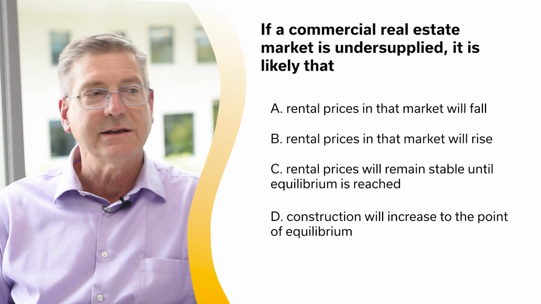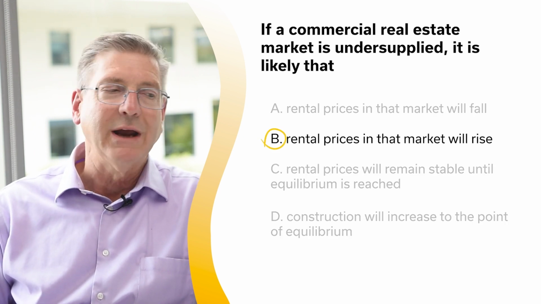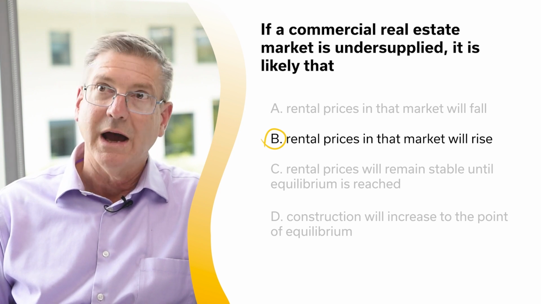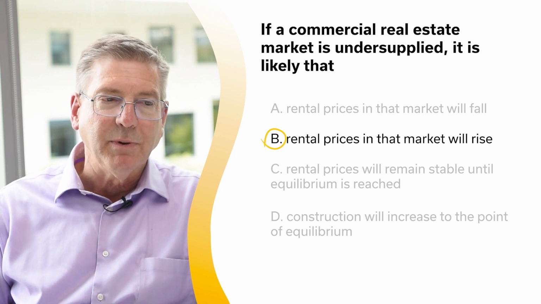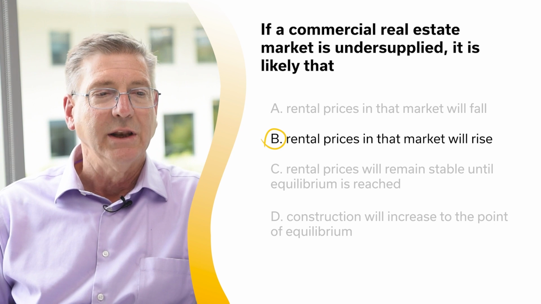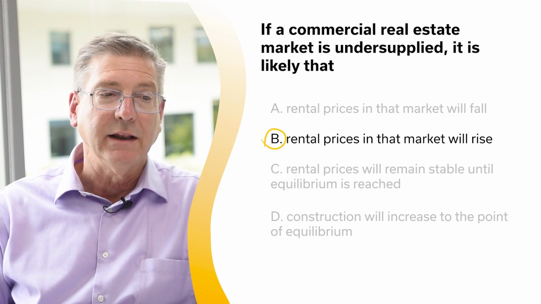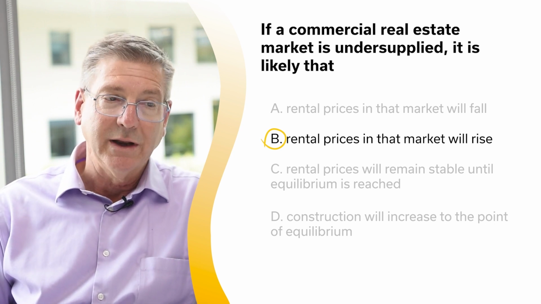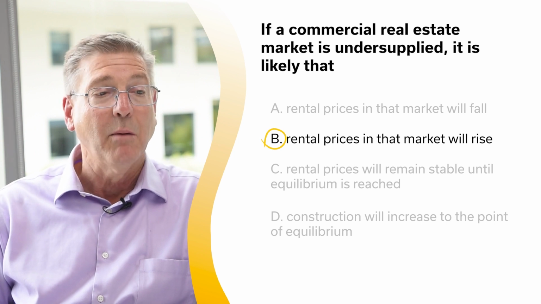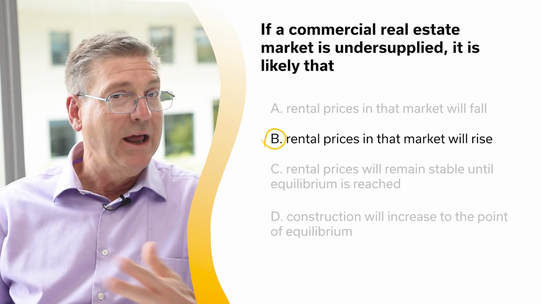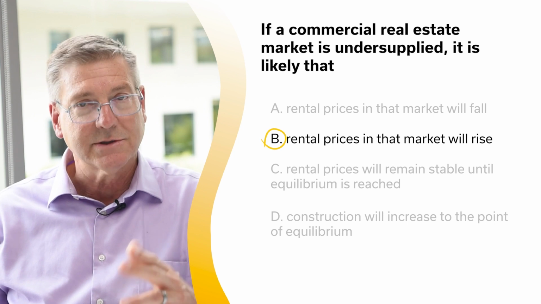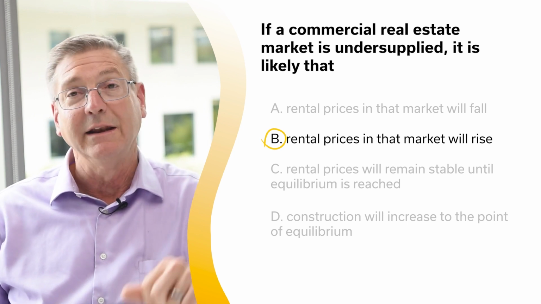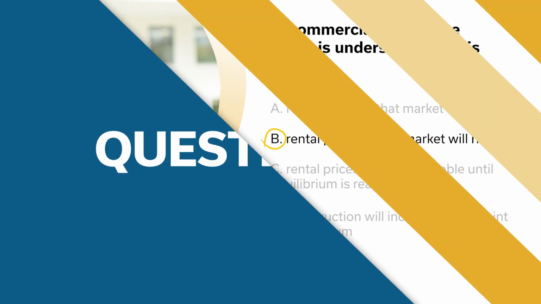The correct answer is B, rental prices in that market will rise. An undersupply of commercial properties in relation to demand will most likely increase prices, as renters have fewer choices and less bargaining power. Supply and demand always works. If there's a big demand and little supply, prices go up.